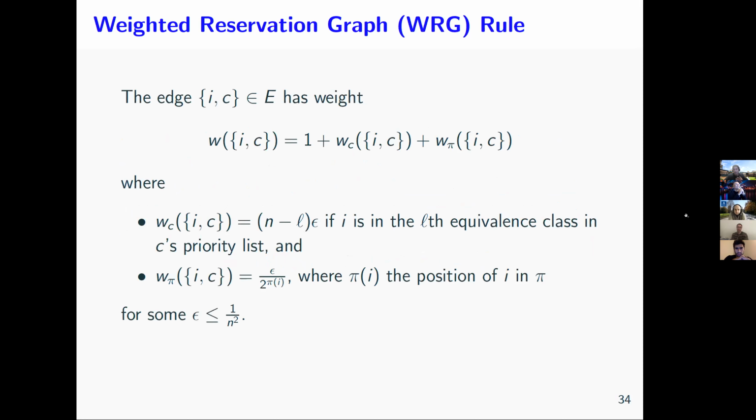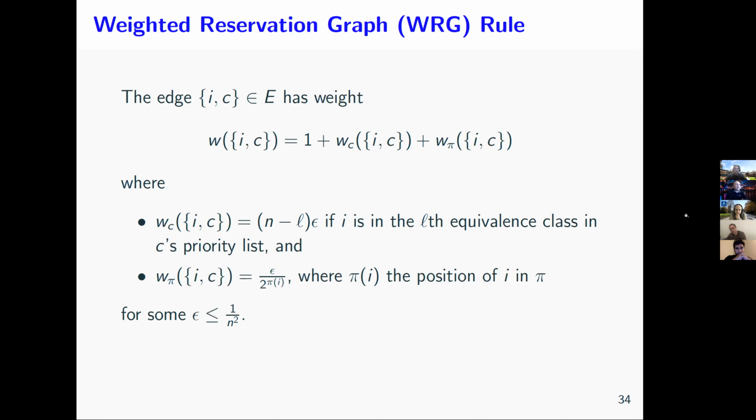So it has a component which is 1, which is whenever you have an edge, you give that particular edge a component weight of 1. Then it also has an additional component which is responsive to where exactly that agent i is in the priority list of category C. So w(i,C) is (n minus L) times epsilon, where epsilon is some small value, and L is the Lth equivalence class of agent i in C's priority list. And finally, we perturb this particular weight slightly by adding an additional bonus, which depends on the position of agent i in the baseline ordering.